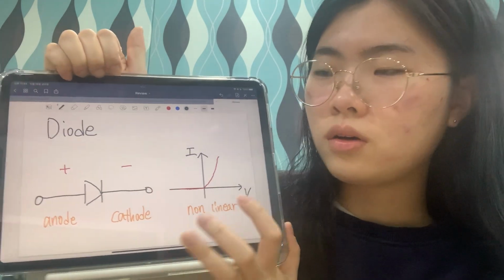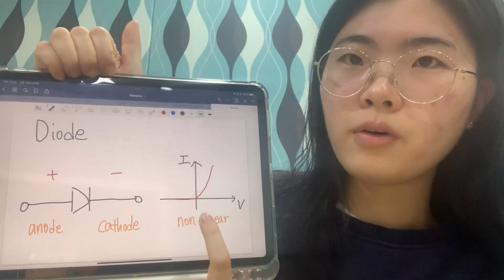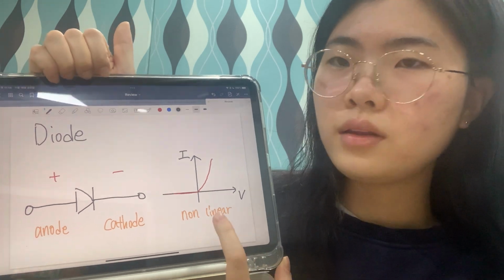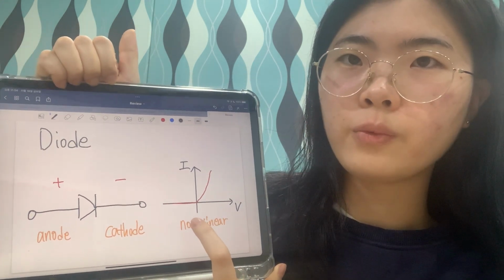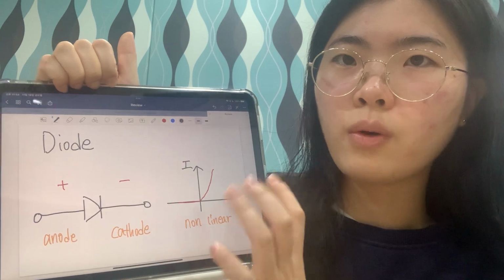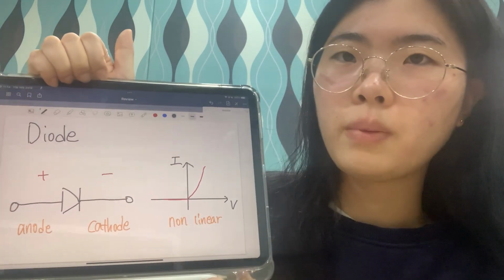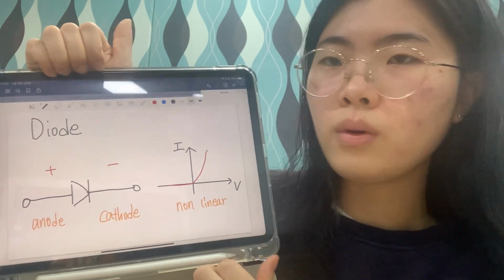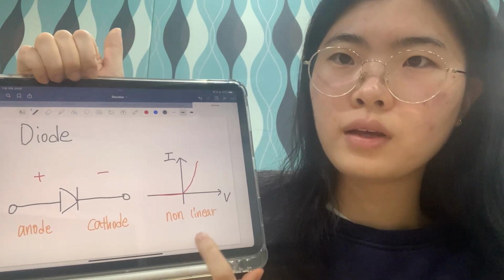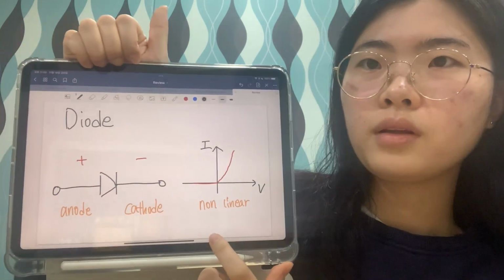If a voltage is applied, this graph will go higher exponentially. So based on this graph, we can know this IV graph is non-linear.